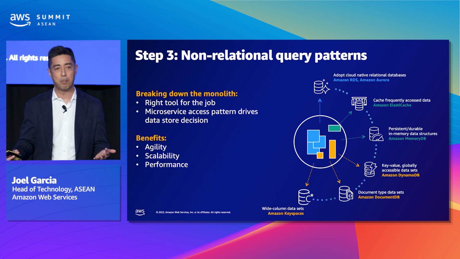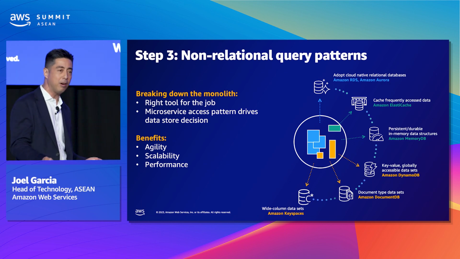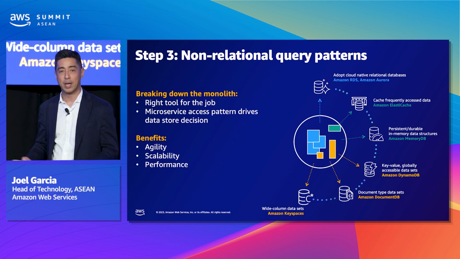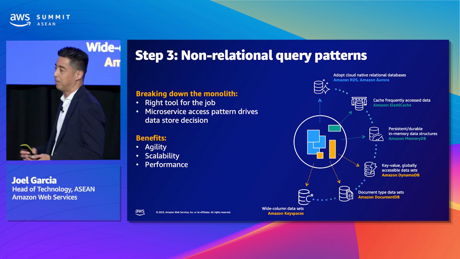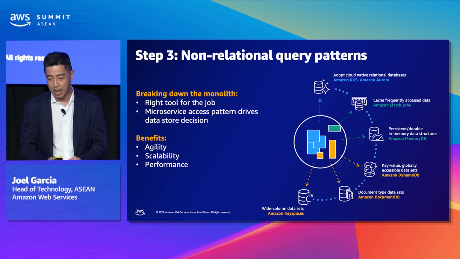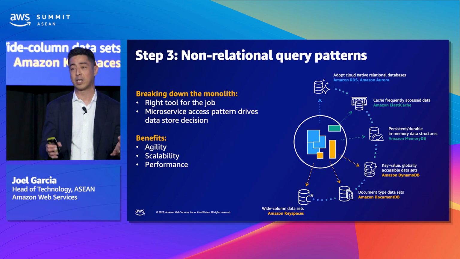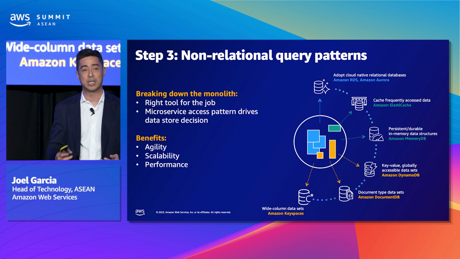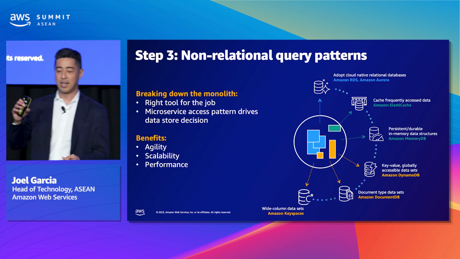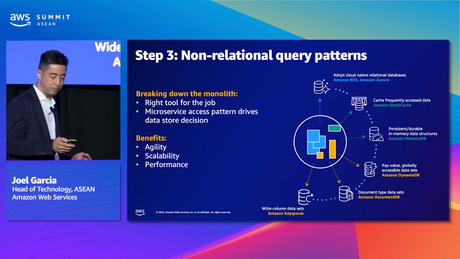Whether or not, for example, your microservices architecture requires a key value pair, we have Amazon DynamoDB. If your application requires you to handle document types, then we have Amazon DocumentDB. And if your microservices architecture requires you to, for example, leverage Apache Cassandra as a managed offering, we have Amazon Keyspaces.